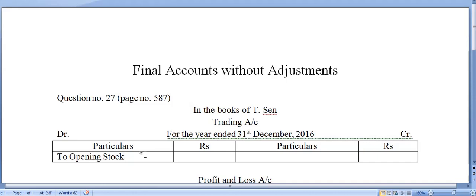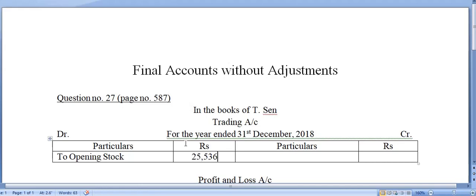And how to identify this opening stock? You must read the question first and find out what is the closing date of your account. It's given 31st December 2018. So in the trial balance, there will be a stock on 1st of January 2018. And here in this particular question, you have this stock on 1st of January 2018. It's given 25,536. This is your opening stock.